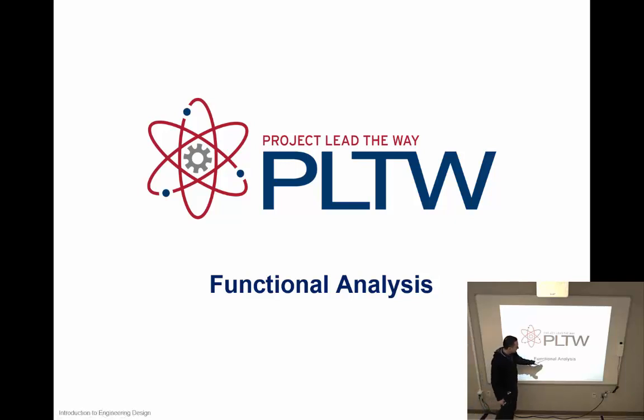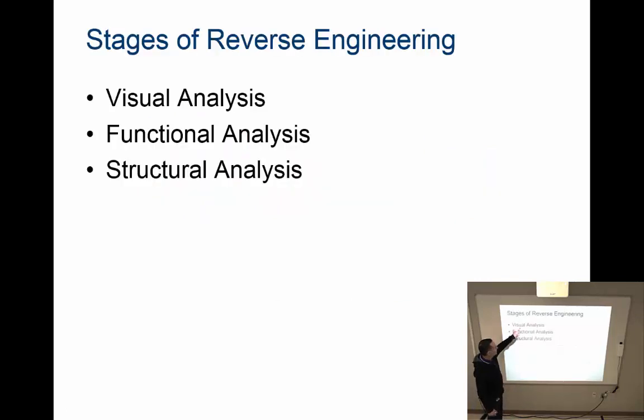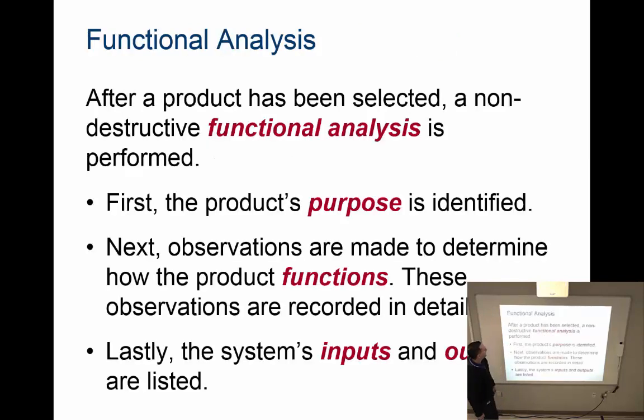Okay, today we are going to cover functional analysis, which is the second of 3 steps in the reverse engineering process. We did the visual analysis first, where we looked at the elements and principles of design that are evident in the object that you've selected. And now we're going to do a functional analysis as the next step.